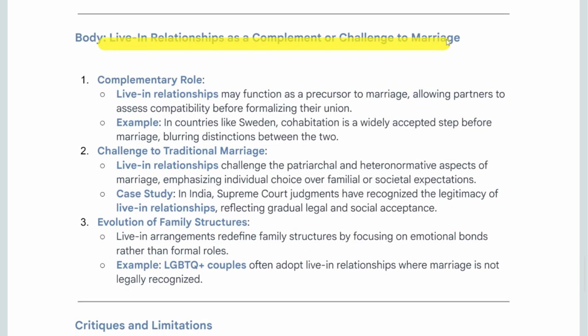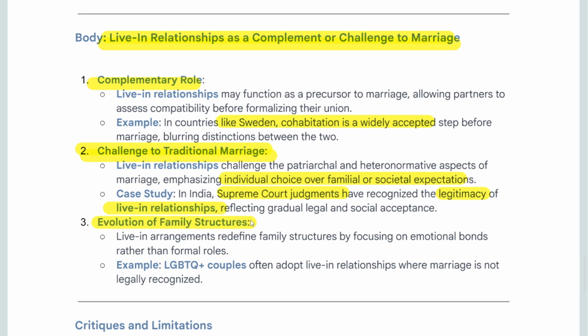Yeah. Many see them as a step towards marriage, a way to test compatibility. Like in Sweden, it's a very normal phase. A trial period, like marriage by probation. In a modern way, yes. But they also challenge traditional marriage, especially its patriarchal aspects, by emphasizing individual choice over family expectations. Think about the Supreme Court judgments in India, giving them legitimacy. Right. And they contribute to the evolution of family structures.